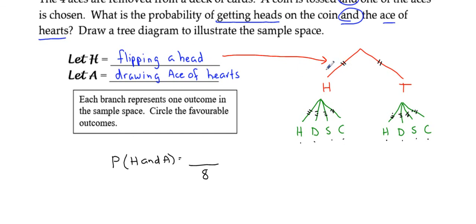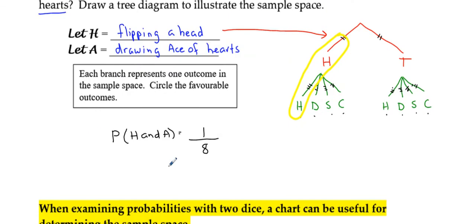Now, out of those 8 branches, which one is favorable to flipping a head and drawing a heart? And that would be this branch right here, a head and a heart. So that means we have one favorable branch out of the 8.